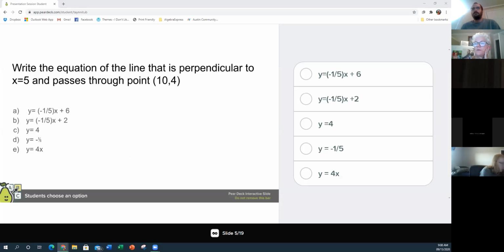So here's the first question that actually has some choices that I can look at your responses. Write the equation of the line that is perpendicular to x equals 5 and passes through point (10, 4). And really, if you understand the concept of horizontal and vertical lines, this should be a really quick answer.